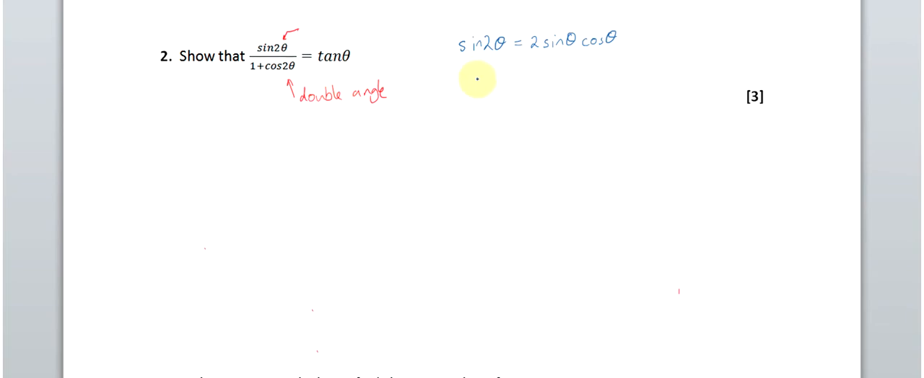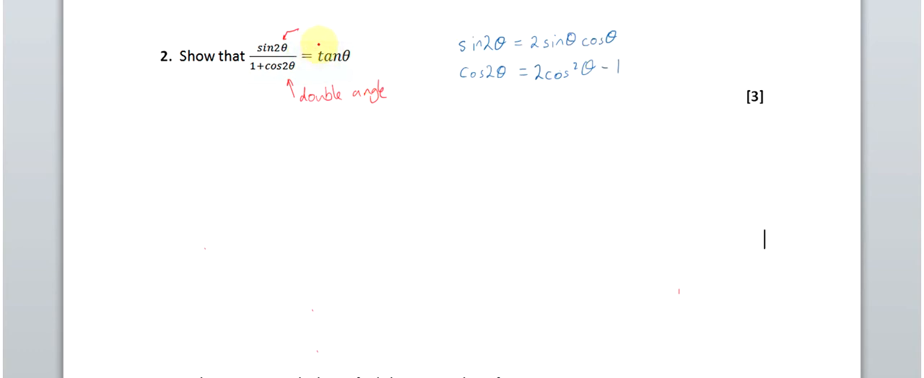and cos 2 theta, a lot of choice here, we're going for 2 cos squared theta minus 1. So there's our identities we're going to use.